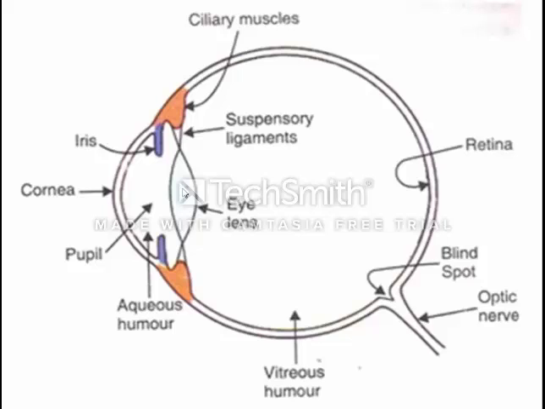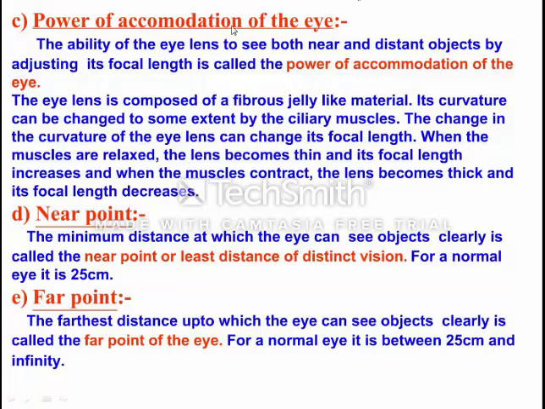That is the ability of the eye to see near point as well as far point by adjusting the focal length with the help of the ciliary muscle, known as the power of accommodation. The ability of the eye lens to see both near and distant objects by adjusting its focal length is called the power of accommodation of the eye. The eye lens is composed of a fibrous jelly-like material. If its curvature is changed, then the focal length will change. Its curvature can be changed to some extent by the ciliary muscles, and the change in curvature of the eye lens can change its focal length.